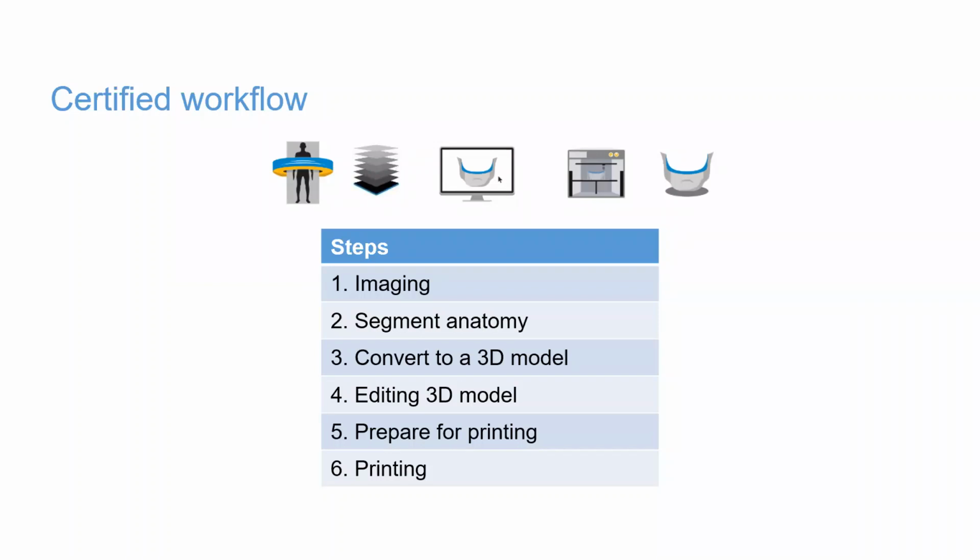So imaging, so how you're obtaining your DICOM stack from your radiologist or from PACS. Your segmentation, so converting that stack into a mask. Conversion, turning that mask into a 3D part. Editing, so how are we cutting the model to visualize the internal structures. Preparation for printing, so editing that 3D model, such as labeling or support bars, and then the printing process itself.